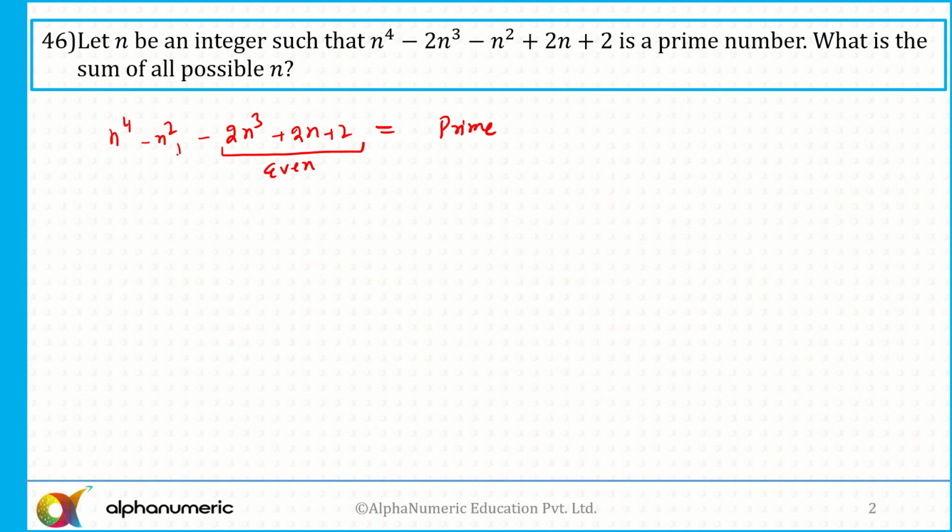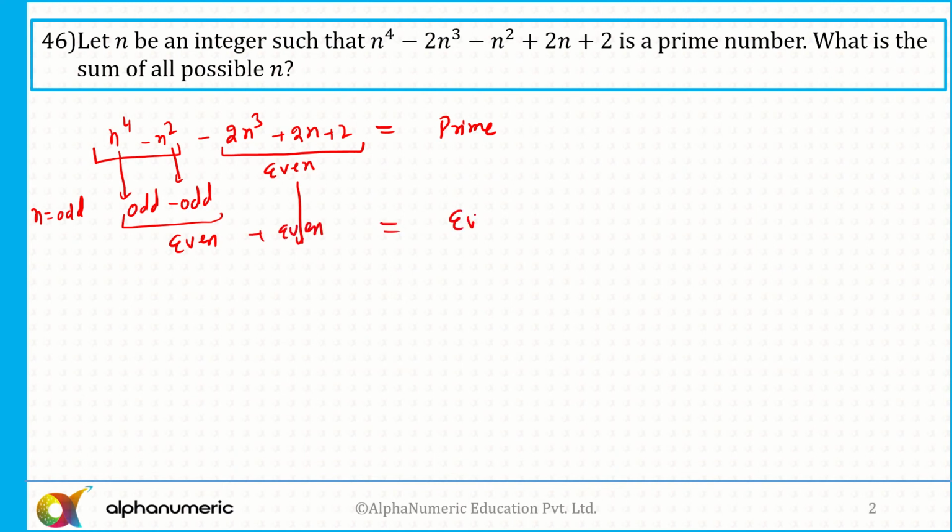Now from here, if you take out n square common, or even if you do not, that is fine. There are two possibilities. n is either odd or n is an even number. So let's say n is odd, so an odd number raised to power 4 is going to be odd, and odd square is also going to be odd here. And the difference of two odd numbers is even, and this part is already even. So even plus even, the final result is an even number.